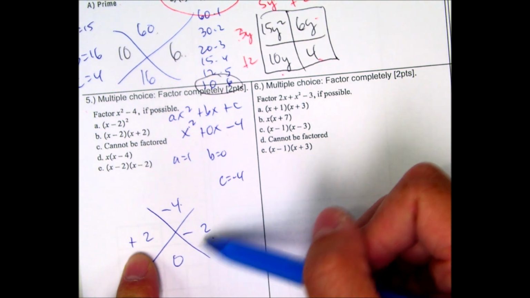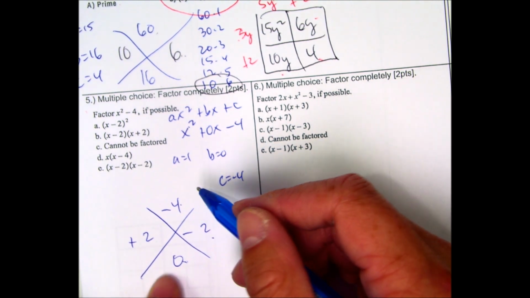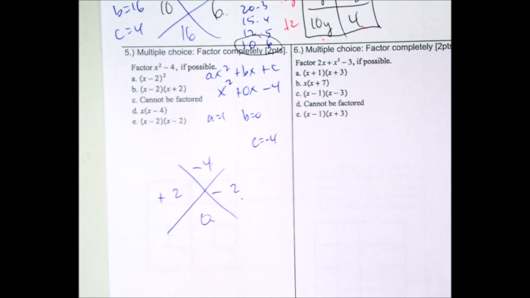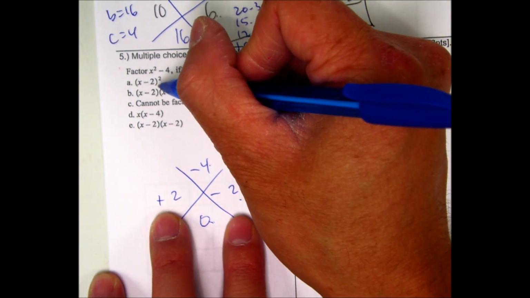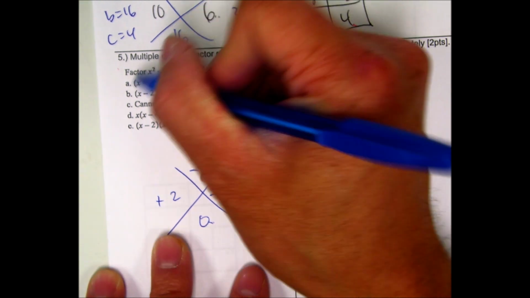2 plus negative 2 equals 0. So remember again, the shortcut is if a value is equal to 1, you don't actually need to do the box. x plus 2, x minus 2 is your answer. That's choice B.